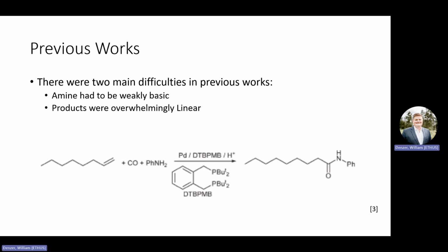Secondly, their selectivity in their products was almost completely linear. So we can see here we have a linear chain of an alkyl group with an alkene on the terminal end. And the product is, again, a linear chain with an amide that is also in a linear formation. So these are the main differences between previous works and the present work. Liu and his team in our present work were able to use stronger basic amines, and they were able to create almost exclusively isoconformation products.